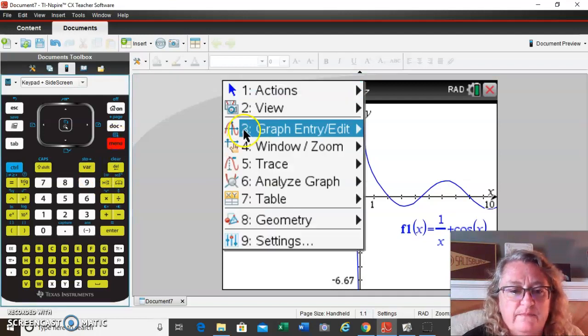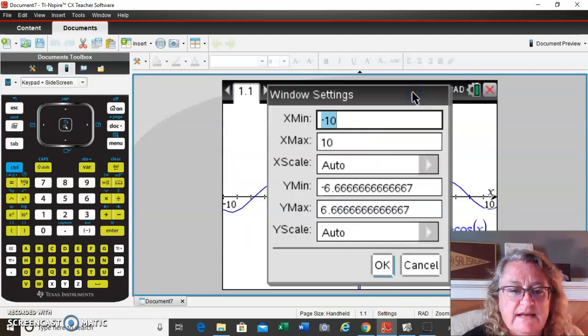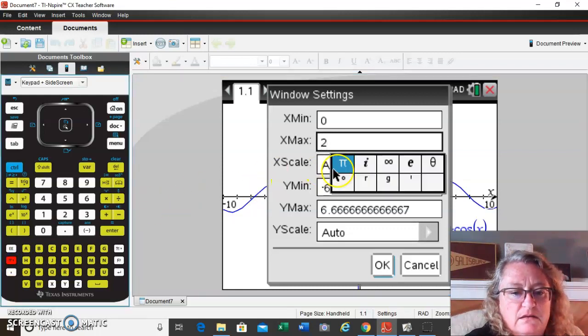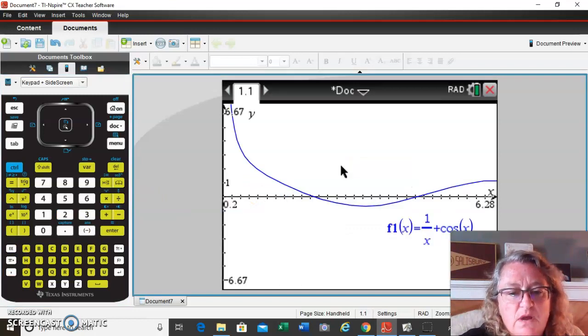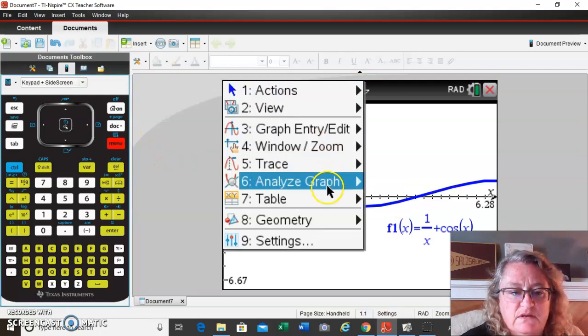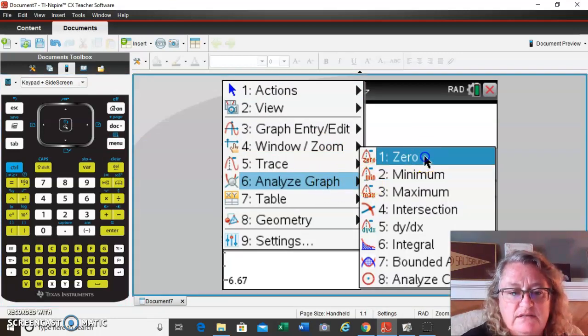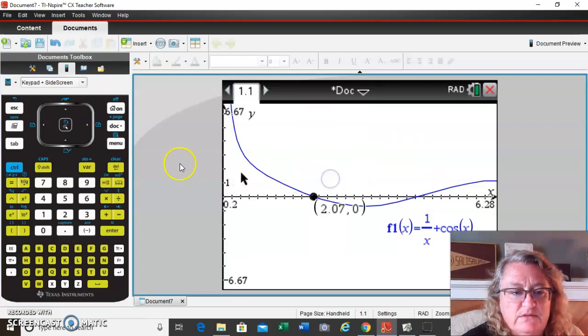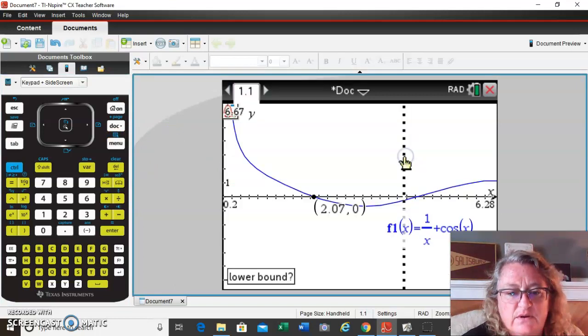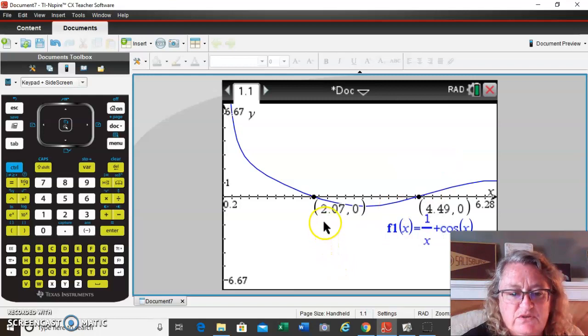So I'm going to go Menu, Window, Window Settings, and I'm going to go 0 to 2 pi. And there we go. And it looks like we have two x-intercepts, so I'm going to use my calculator to find those. So Menu, Analyze Graph, 0, lower bound, upper bound. And I do it again. Menu, Analyze Graph, 0, lower bound, upper bound. So there's my two values, 2.07 and 4.49.